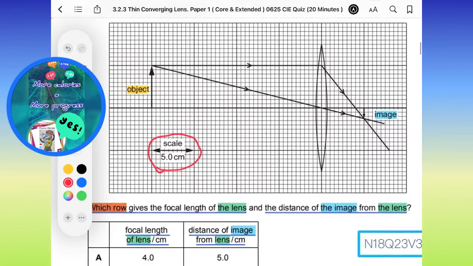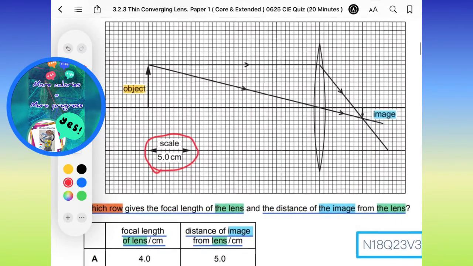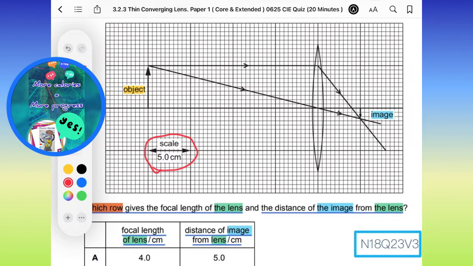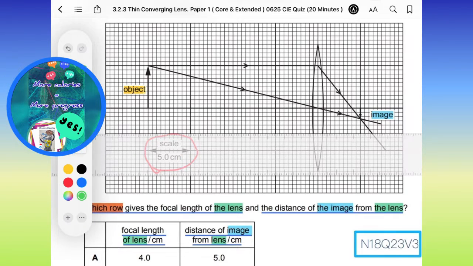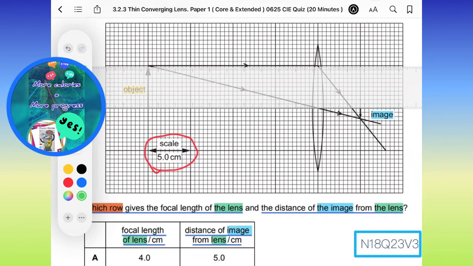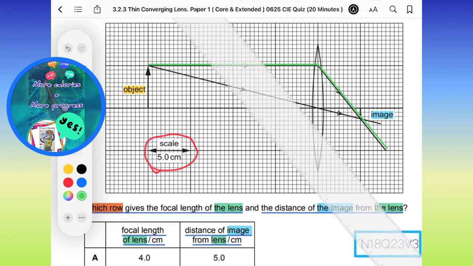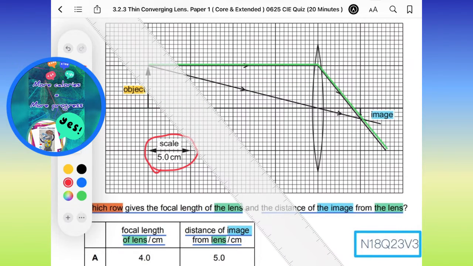Let's first indicate the focus. How do you know the focus in this question? The focal point. You know that when rays are parallel to the principal axis, what happens? The ray will refract through the focus. Okay, so the point where this ray is refracted, you can indicate this point as the focal point.